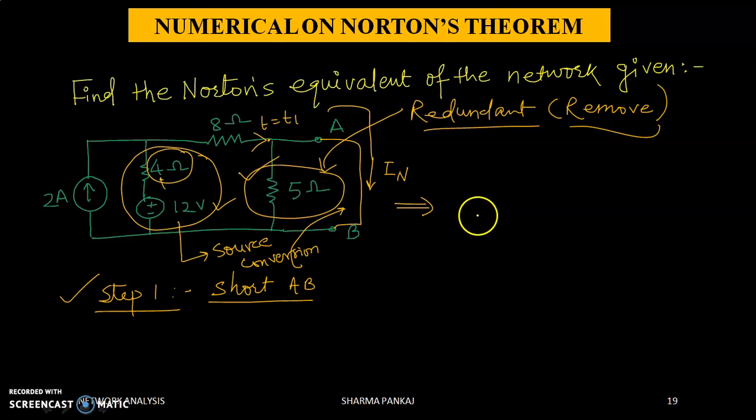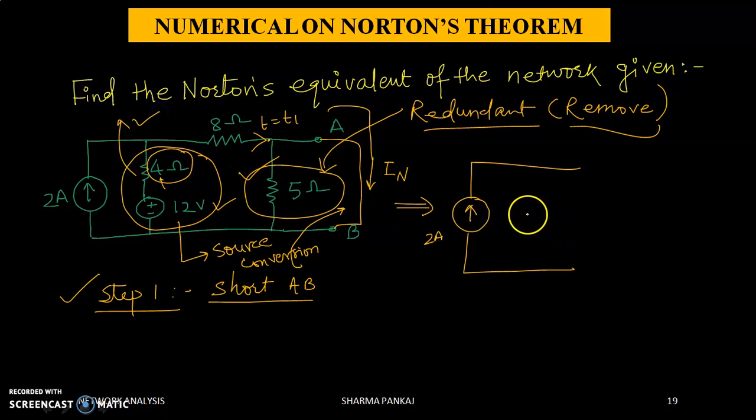See this. This is your original 2 ampere current source given. I have drawn this. Now what I have done, I have converted this one into a current source and parallel resistor. So the current source is this, and the value of this current source will be voltage divided by resistance, that is 12 by 4 is equal to 3 ampere. So this will be your 3 ampere current source.